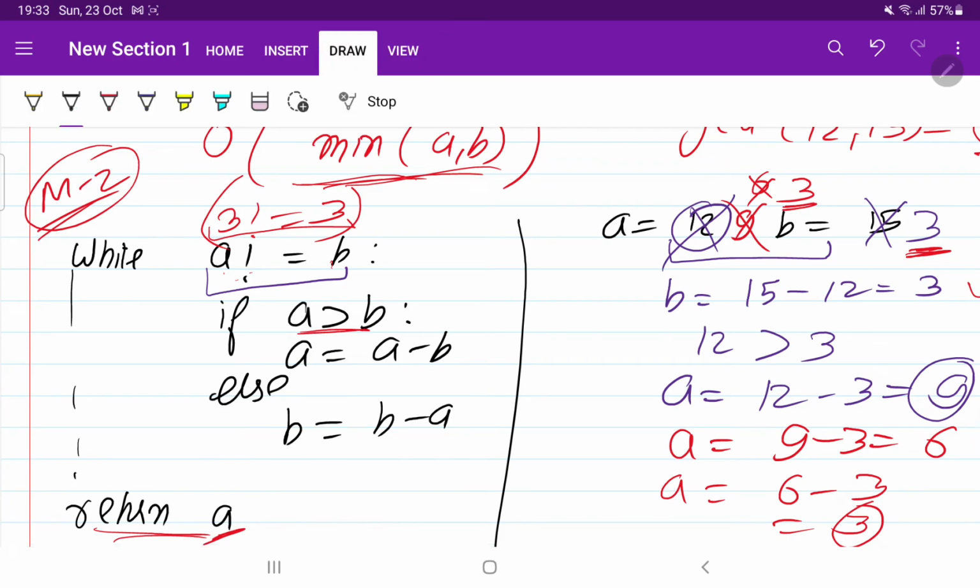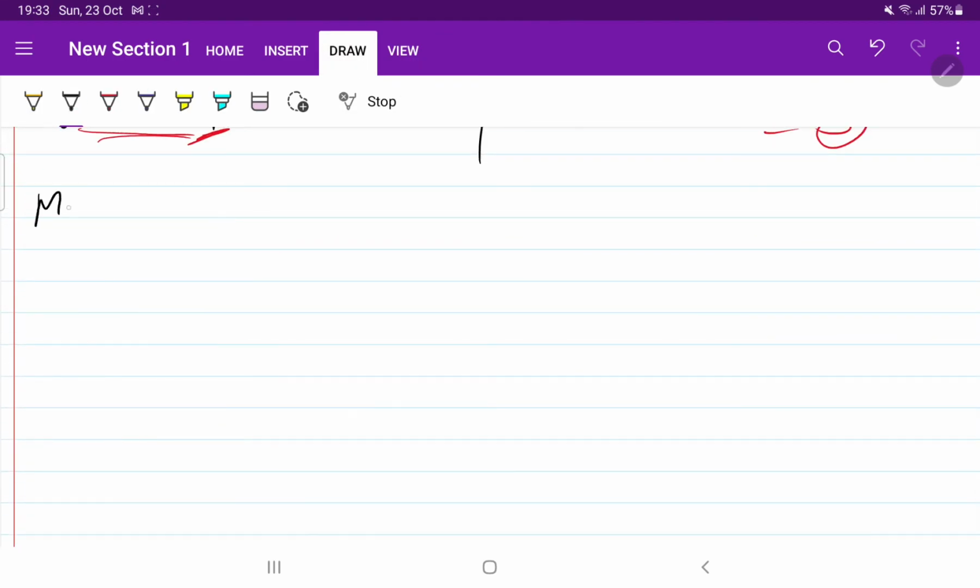Now if the interviewer says, okay, tell me one more approach, tell me a different approach, what are you going to do? This time I'm going to tell you the approach. See, basically these approaches are not going to click in your mind on their own.